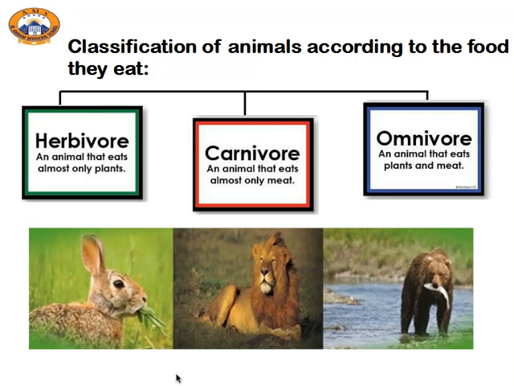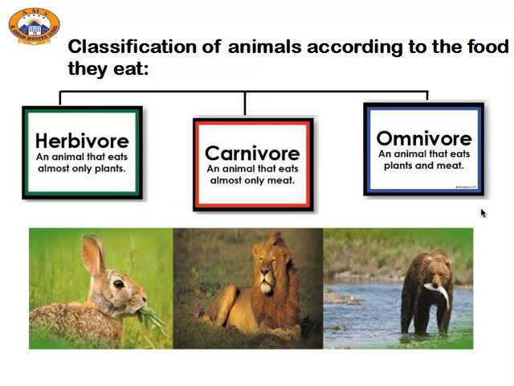What about carnivores? A carnivore is an animal that feeds on meat only. So, the carnivores are wild animals, like the lion. Can you think of another example of a carnivore animal? Yes, the tiger and the sharks are carnivores.